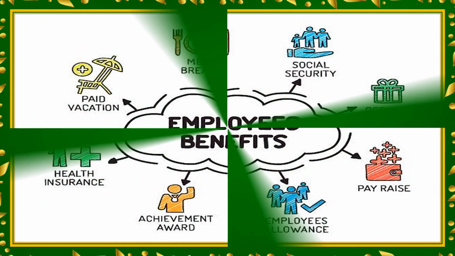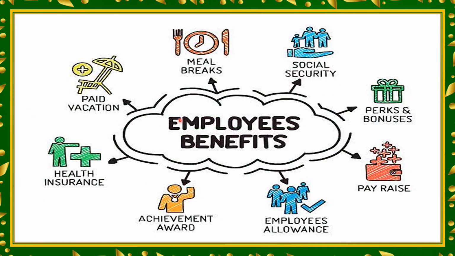Now, class, as a worker, you are called an employee. An employee is the person working for an employer. An employer is a person or company that gives salary or wages to people who work for them. So these are employees' benefits. Benefits are not included in the salary, but they are given to people working for a certain person or for a certain company. Example, meal breaks, so they have free food.